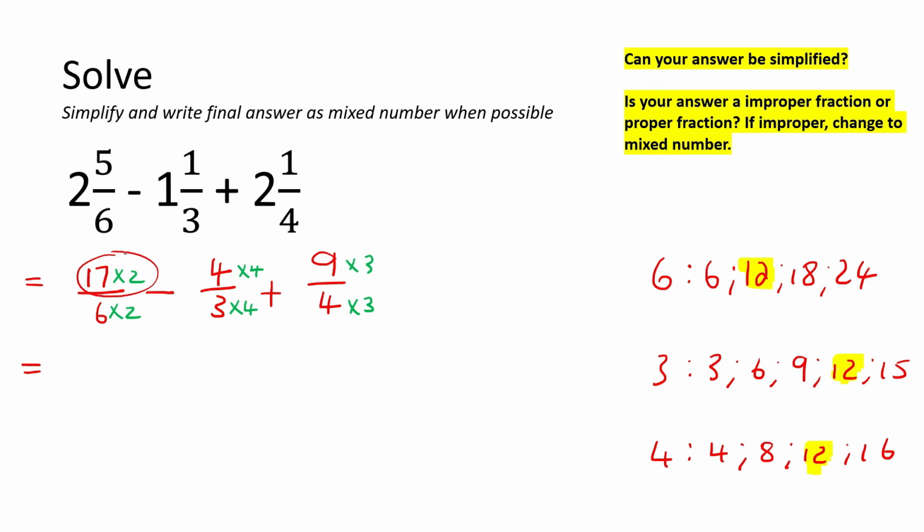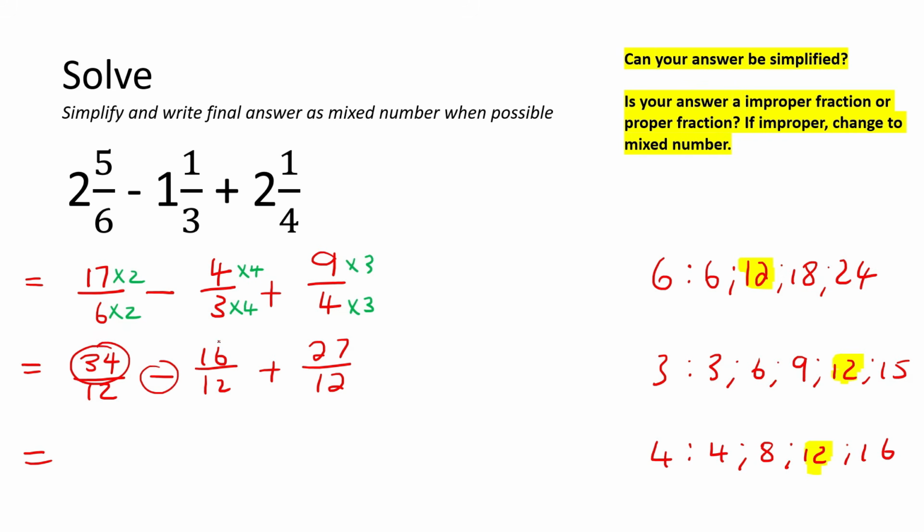Now that becomes 17 times 2. That is 34 over 12 minus, what is 4 times 4? 16 over 12. What is 9 times 3? 27 over 12. Now we have 12s at the bottom, so life is good again. And so we can say 34 take away 16, which is 18. And then 18 plus 27. What is 18 plus 27? 45, hey? Yeah, because that would give you that. Yeah, 45. So 45 over 12.